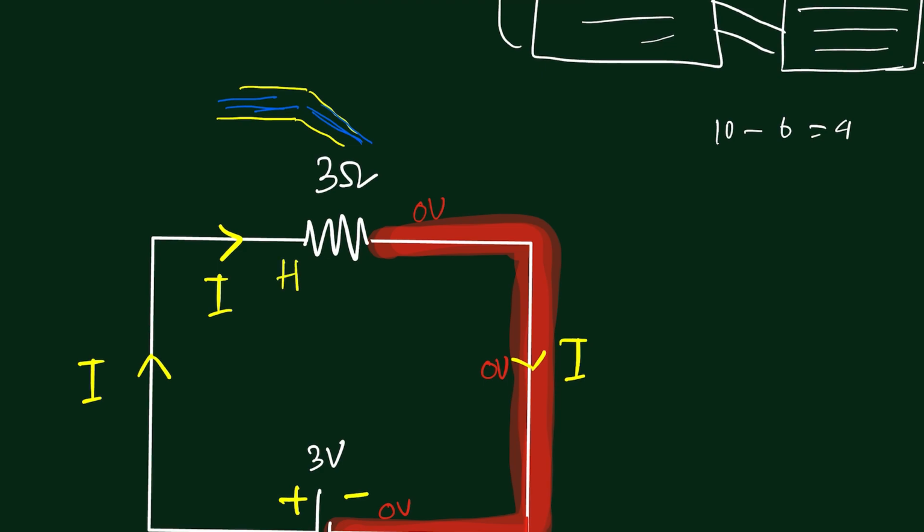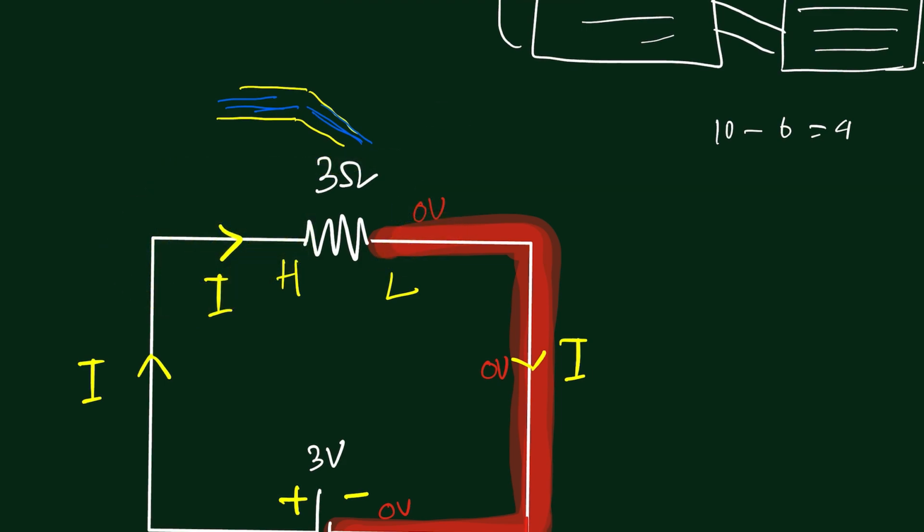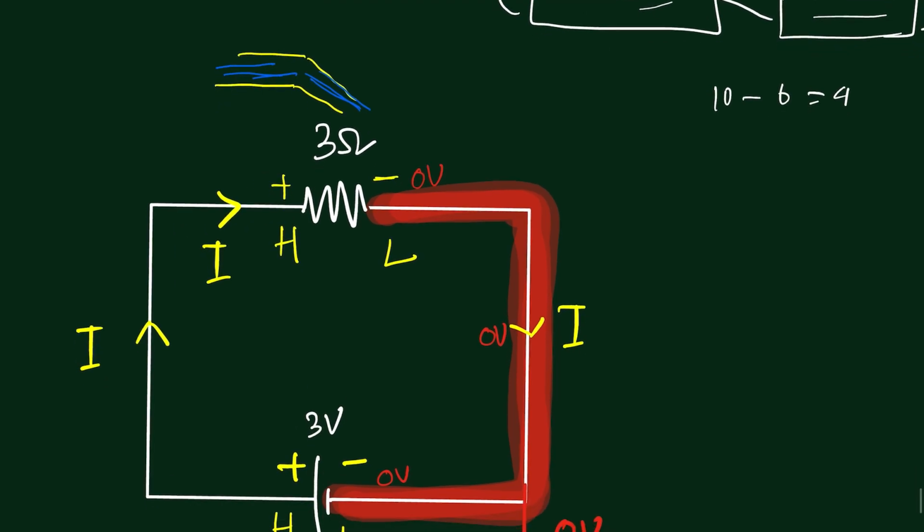This side will be the high side. This side will be the low side. Because the current is going in this direction. So this part is high, this side is low. Mark the high always as positive, low is negative. Simple. Now what are they?